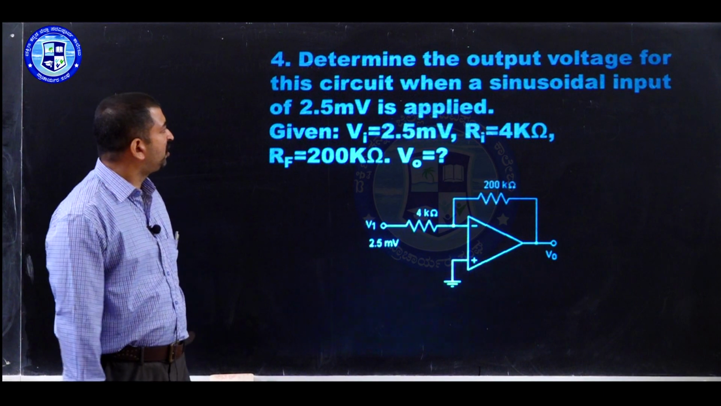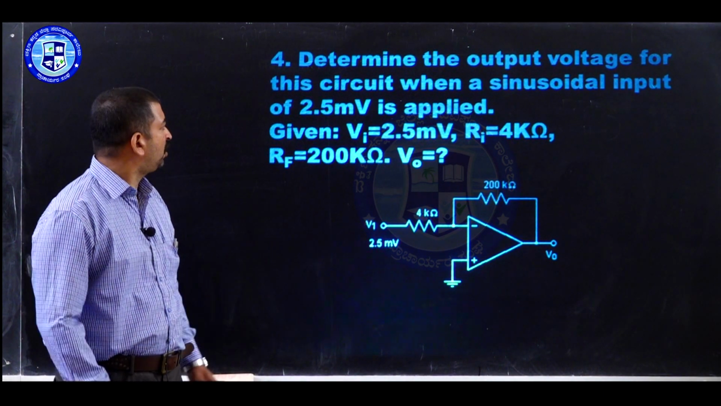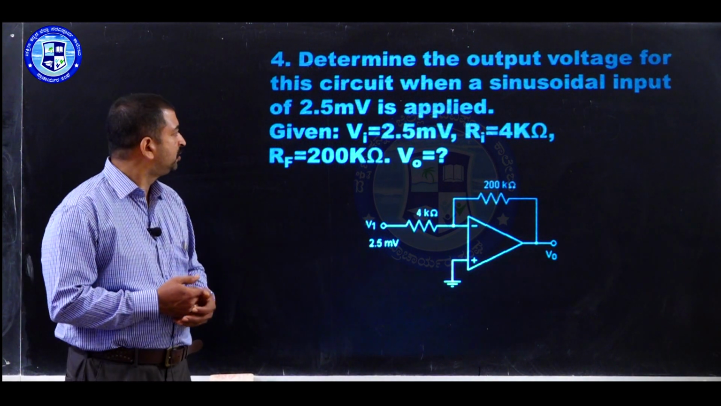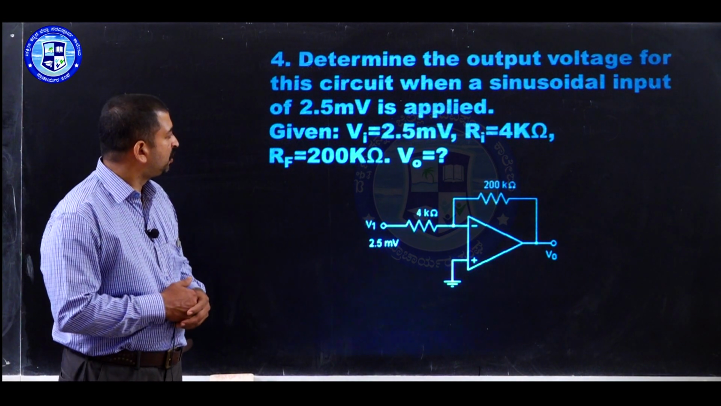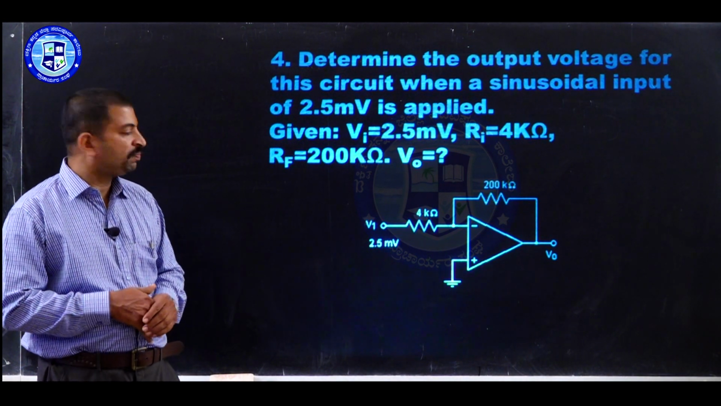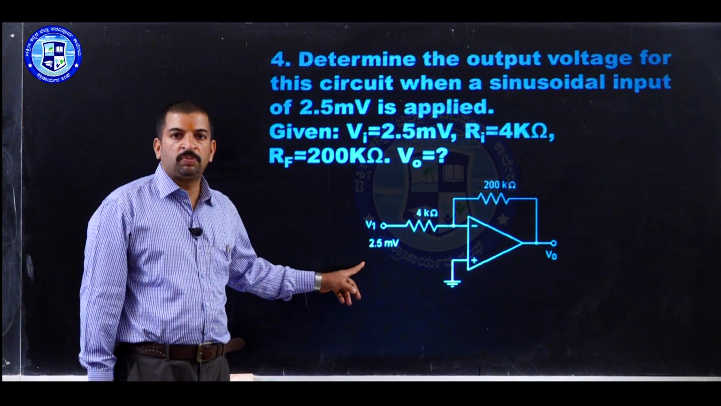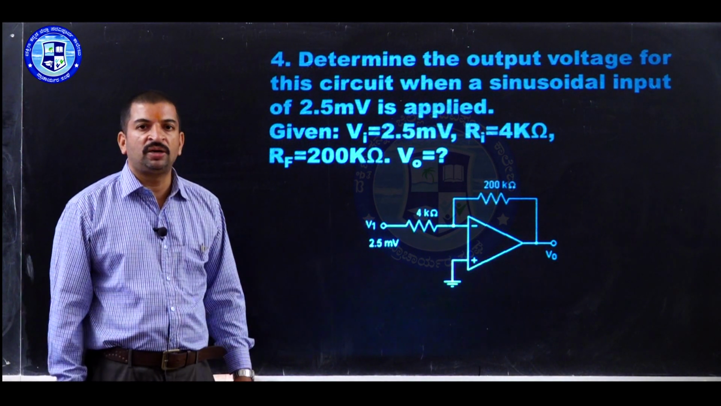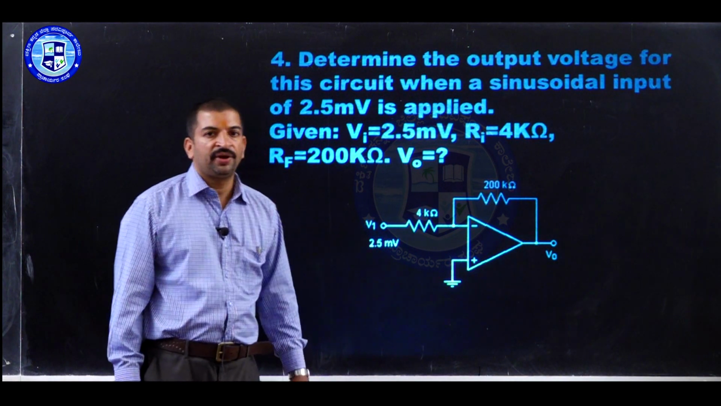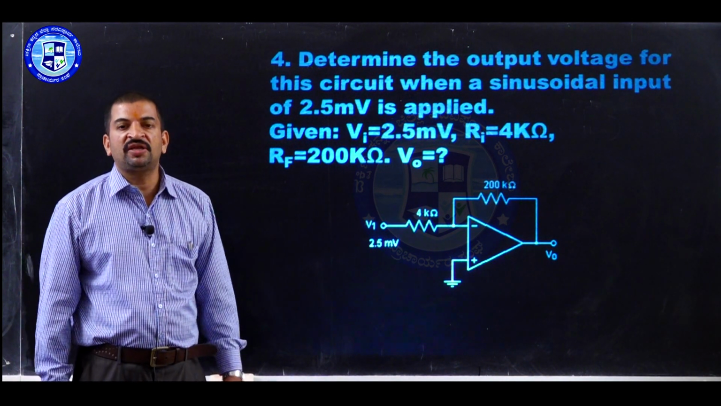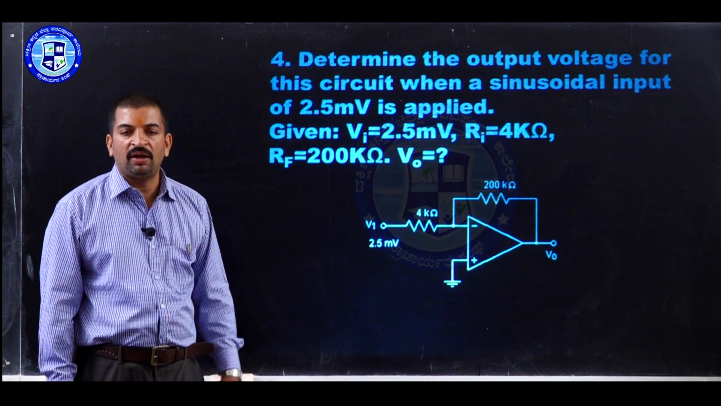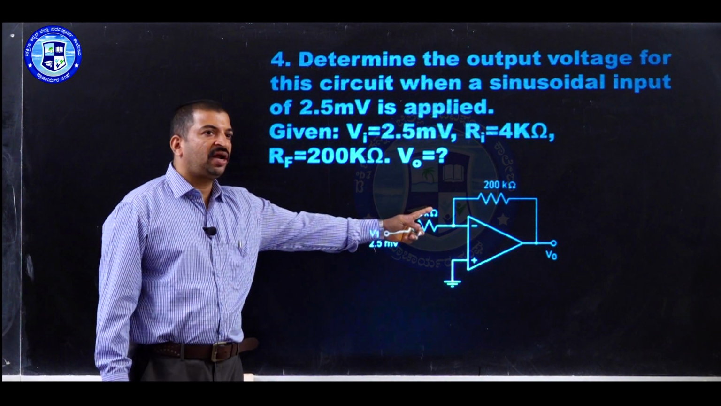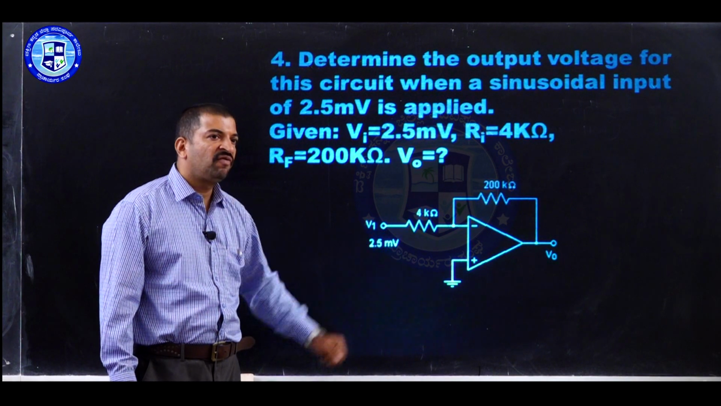The next problem. Determine the output voltage for the circuit when a sinusoidal input of 2.5 millivolt is applied. So in this circuit, it's an op-amp inverting amplifier. They have given the input voltage as 2.5 millivolts. The input resistor is 4 kilo ohm. The feedback resistor is 200 kilo ohm. The non-inverting input is connected to the ground. As you know, the output voltage of the inverting amplifier is given by the formula VO equal to minus RF by RI into VI. The feedback resistor RF is 200 kilo ohm, and RI is 4 kilo ohm.